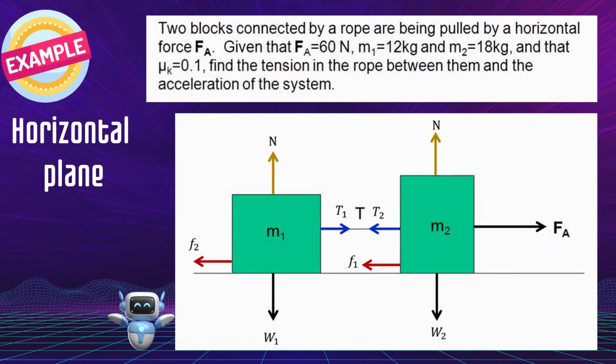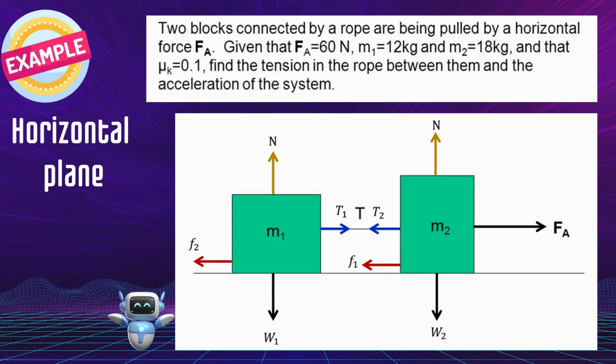Let's start with the simplest case, both objects on a horizontal surface. Two blocks connected by a rope are being pulled by a horizontal force Fa. Given that Fa is 60 Newton, mass 1 is 12 kg and M2, which is mass 2, is 18 kg, and that mu k is 0.1. Find the tension in the rope between them and the acceleration of the system.